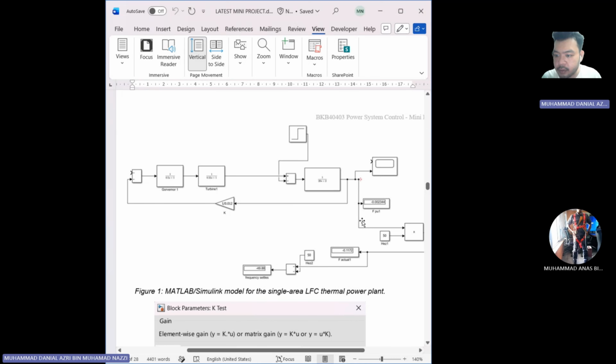Let me explain about this one. So this is the FP1. This value we need to multiply by 50 Hertz because our system is using 50 Hertz. Then we get the F actual 1. So to get the frequency settled, this value we need to minus with the 50 hertz. Then we get what we mean by frequency settle.